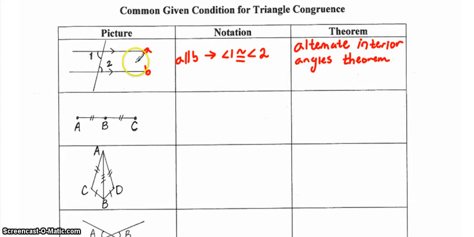First, look at the picture and decide what it's telling you. In this case, line A is parallel to line B. Then write an arrow and write down what that gives us about these angles. So, since line A is parallel to line B, angle 1 is congruent to angle 2. And the theorem, well, why is angle 1 congruent to angle 2? That's because of the alternate interior angles theorem. We've got two parallel lines. These angles will be congruent by the alternate interior angles theorem.